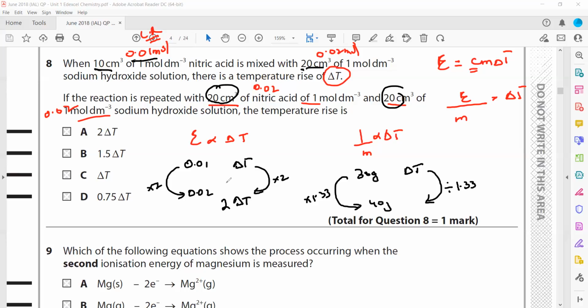So due to the change in the moles, it should be multiplied by 2, and due to the change in the mass or the volume of the solution, it should be divided by 1.33. When we simplify, 2 divided by 1.33 is about 1.5. So we can say that delta T is 1.5 times the original value, compared to the first. So B will be the right answer for this.